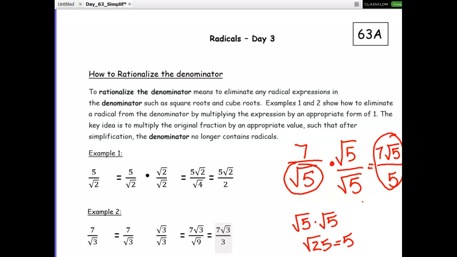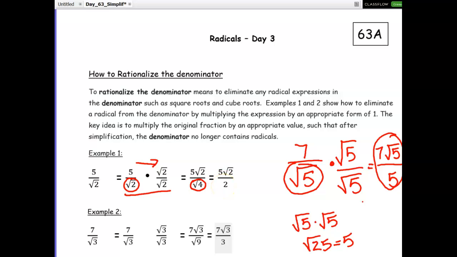Notice our example number 1, we have 5 over radical 2. We just multiply that by radical 2 over radical 2. We go straight across, and we get 5 radical 2, and that's going to be over radical 4. We simplify that to be 5 radical 2 over 2. So this step right here I might eliminate and just say anytime I multiply radical 2 by radical 2, it's just going to be whatever's under the radicand.